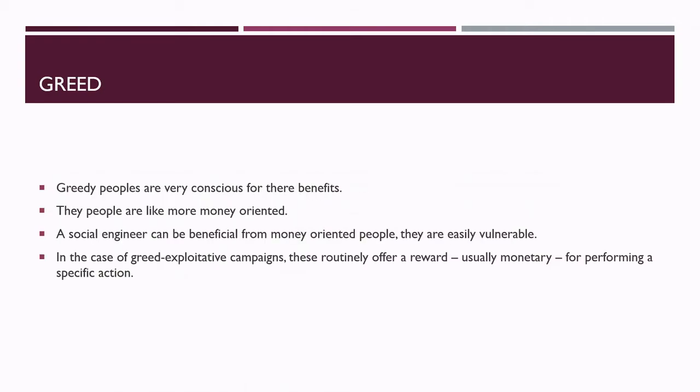Then greed. There are so many people who are very conscious about their benefits. They are very money oriented people. Social engineering can benefit from that type of people. Money oriented people are easily vulnerable. In the case of greed exploitative campaigns, they routinely offer a reward, usually monetary, for performing a specific action.